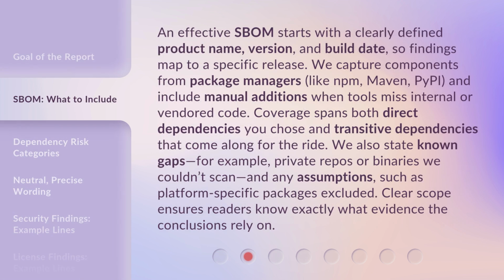An effective SBOM starts with a clearly defined product name, version, and build date, so findings map to a specific release. We capture components from package managers like NPM, Maven, PyPI, and include manual additions when tools miss internal or vendored code. Coverage spans both direct dependencies you chose and transitive dependencies that come along for the ride.